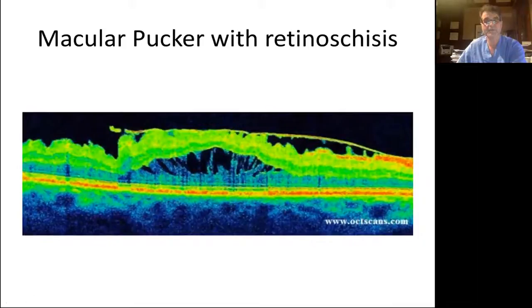This is a more severe case of macular pucker with retinoschisis. This patient has had chronic macular pucker. We can see the macular pucker denoted by this line here. There's severe distortion of the foveal architecture. And then we have this splitting of the macula itself, a retinoschisis. And this is generally a poor prognostic sign.